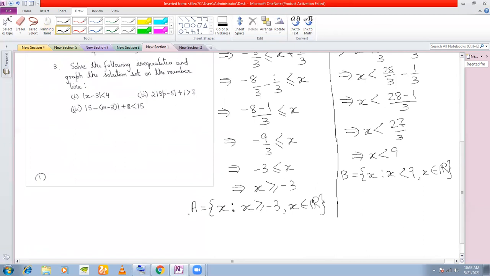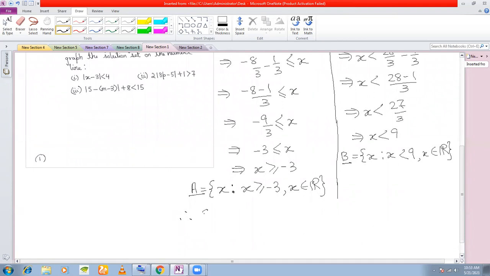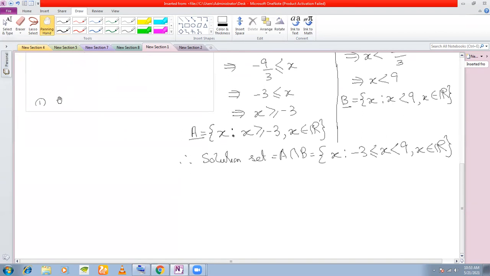The solution set of the given inequality will be the intersection of these two sets. Therefore, the solution set must be equal to A intersection B. Now, what is A intersection B? x such that x is greater than or equal to minus 3 and x is less than 9, x belongs to R. That means x lies between minus 3 and 9. This is what I told you, if you remember, back in class 10.